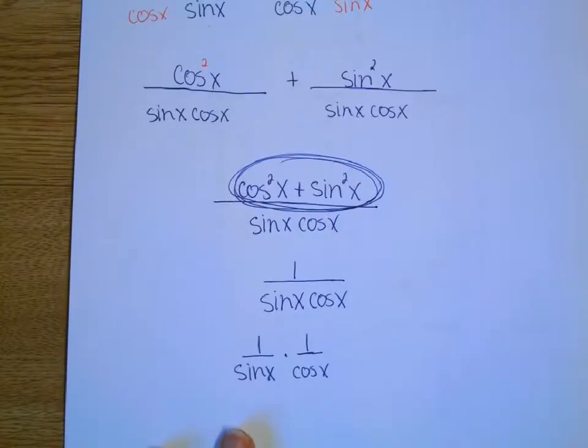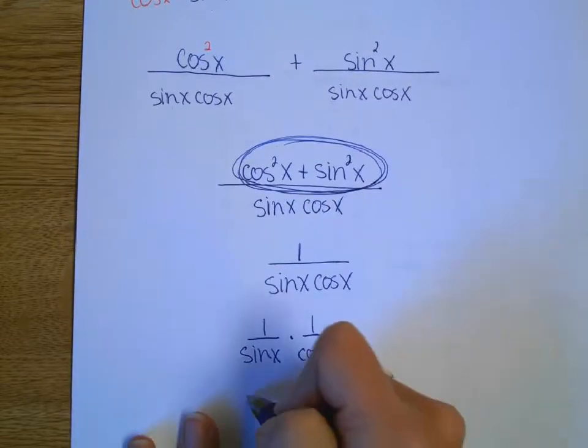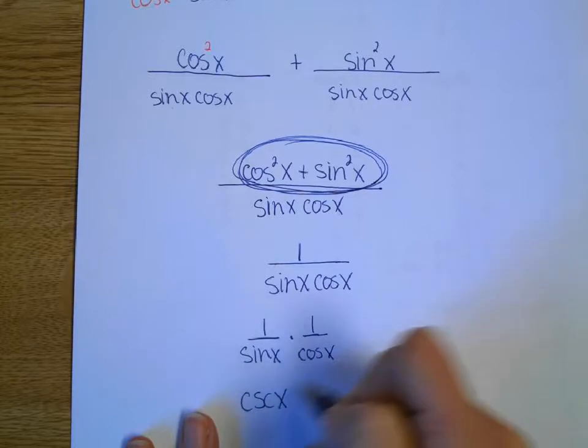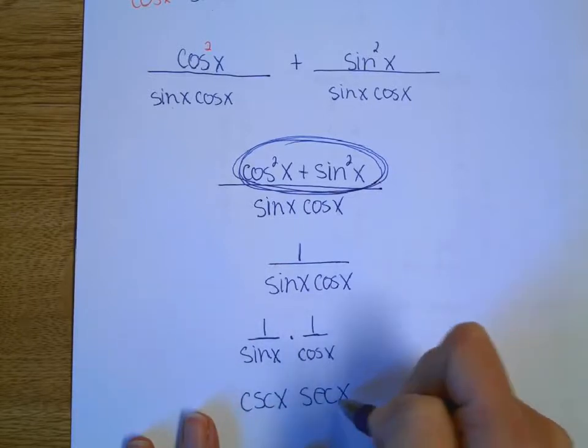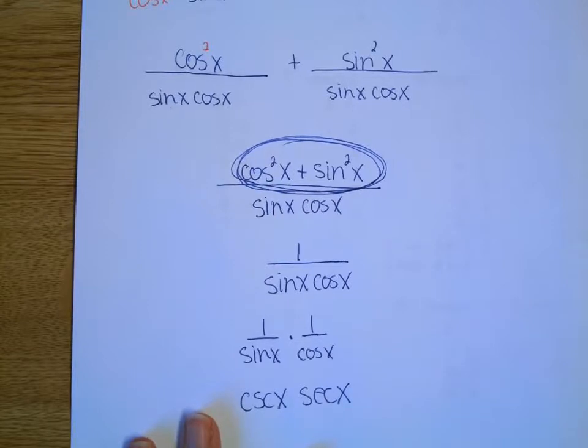Oh, yeah. What's 1 over sine equal to? Cosecant. What's 1 over cosine equal to? Secant. Did I verify what I wanted to verify? Yeah, I did. I got them in the wrong order, but the order there doesn't matter because I'm multiplying.